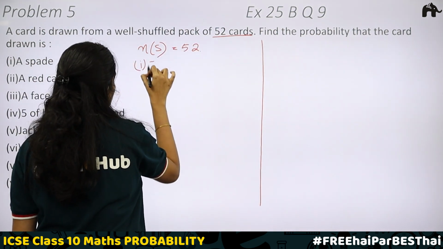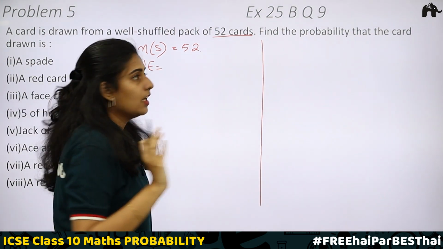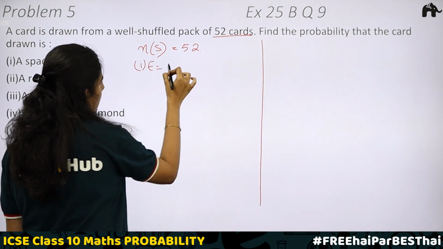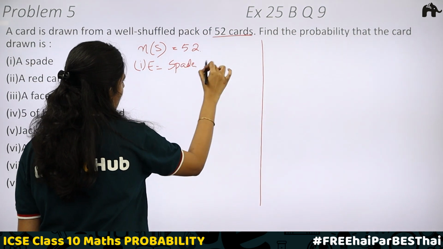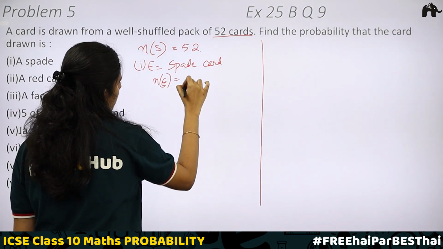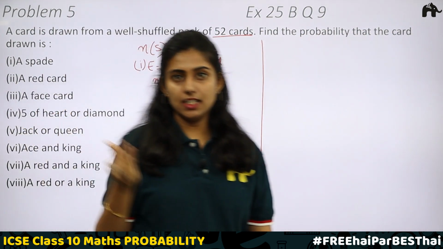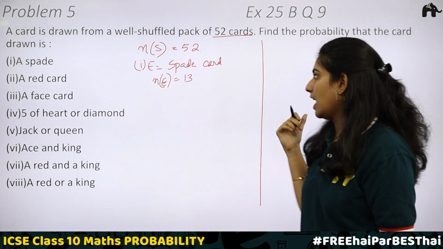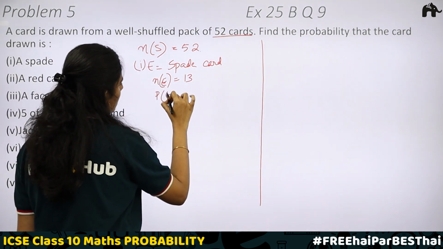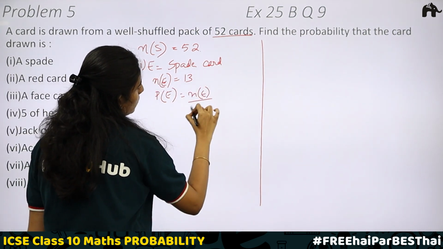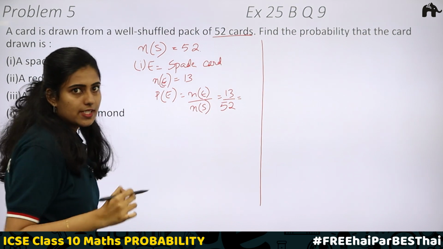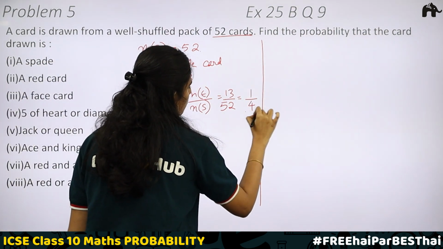Now the first case, the event is a spade. How many spade cards do we have? There are 13 spade cards. Therefore, here the event is getting a spade card. The number of outcomes favorable to the event will be equal to 13. We have 13 spade, 13 club, 13 hearts and 13 diamonds. N of E is equal to 13. Then what is the probability? Probability of the event will be equal to number of outcomes favorable to the event divided by total number of outcomes, 13 by 52. 13 into 4 is 52. Therefore, 1 by 4 is your answer.